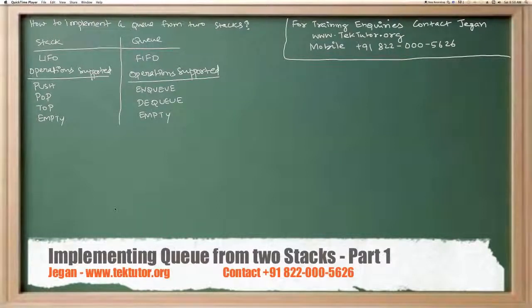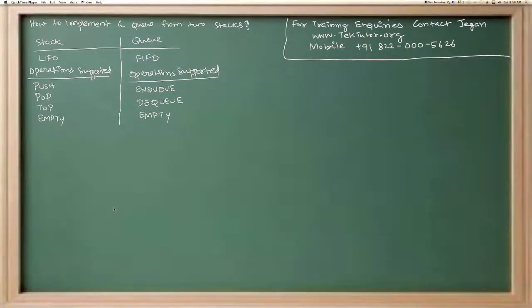Coming to the operations supported by queue, we have enqueue, dequeue and empty. Enqueue would insert the entry into the back of the queue. Dequeue would remove the first entry from the queue and then return it, and empty would obviously return true if the queue is empty, otherwise it's going to return false.